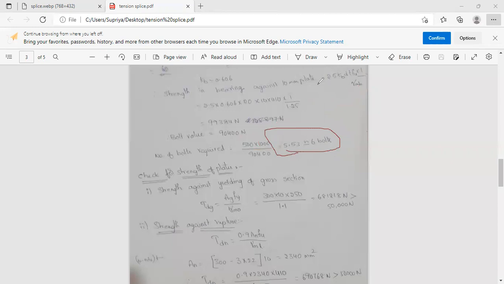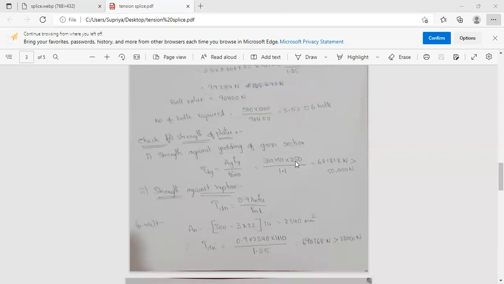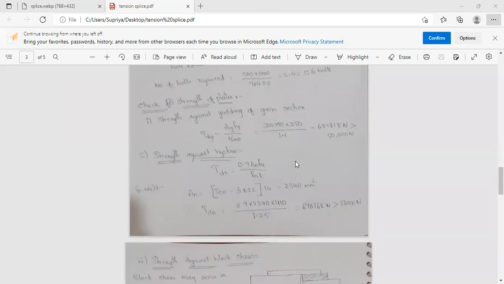Checking includes, again we have to find out the strength of the plates. The strength of the tension plate is nothing but the strength against yielding of cross section, strength against rupture, and strength against block shear. So the strength of the tension plate will depend on all these three.